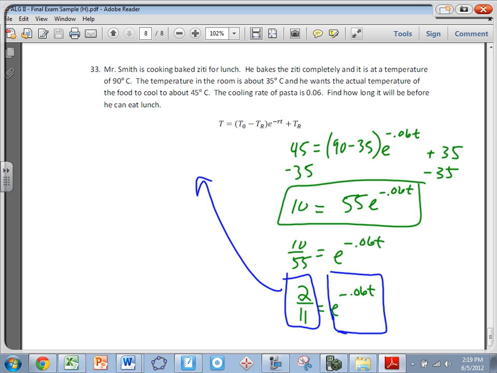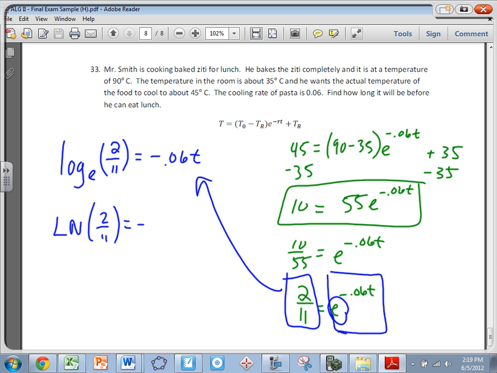I remember that the base remains the base, so it's going to be a log base e, because e was the base, so it's still the base. And e, remember, is a number, approximately 2.71. So the base remains the base. The argument comes from the other side, and we know that it is going to be negative 0.06 t. Now, log base e just means natural log. So in your calculator, you can use ln of 2 over 11 equals negative 0.06 t.